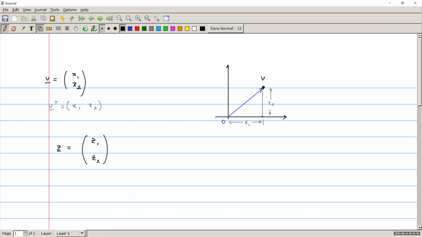So let's take another vector z, and z has the same number of coordinates as v. When you have 2 vectors with the same number of coordinates, and this is very crucial, vectors with differing number of coordinates are kind of incompatible. They don't play with each other. Only vectors with the same number of coordinates play with each other.